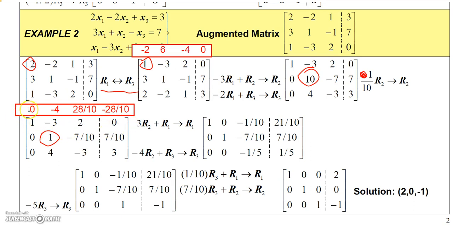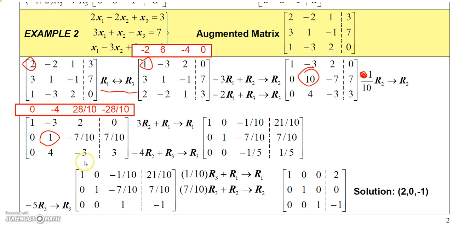Okay, so now I want to add these to row 3. 0 plus 0 would be 0. Negative 4 plus 4 would be 0. Now 28 over 10 plus negative 3. Again, you need a common denominator, so 3 is the same as 30 over 10. So this is 28 over 10 minus 30 over 10, which is negative 2 over 10, which actually reduces. Negative 2 over 10 reduces to negative 1/5.